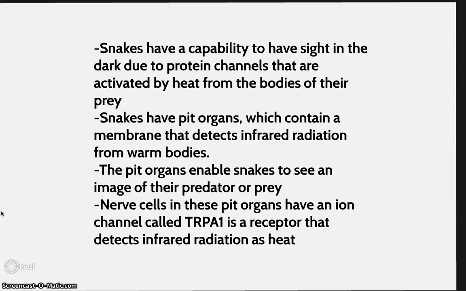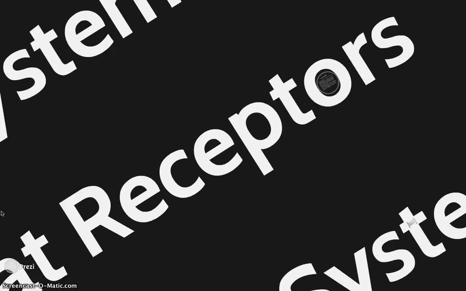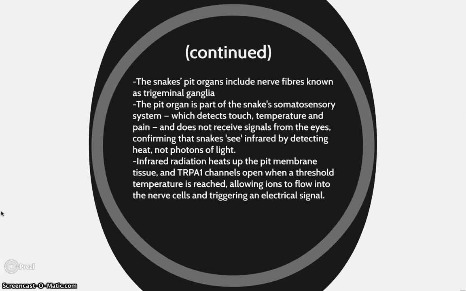Nerve systems in these pit organs have an ion channel called TRPA1, which is a receptor that detects infrared radiation as heat. The snake's pit organs include nerve fibers known as trigeminal ganglia. The pit organ is part of the snake's somatosensory system, which detects touch, temperature, and pain, and does not receive signals from the eyes, confirming that snakes see infrared by detecting heat, not photons of light.